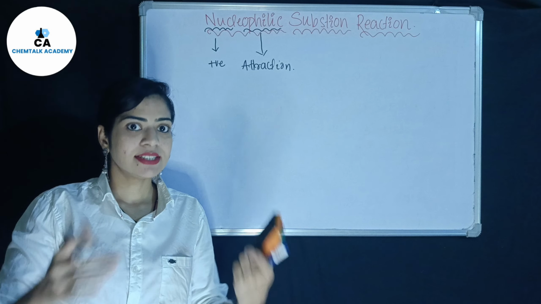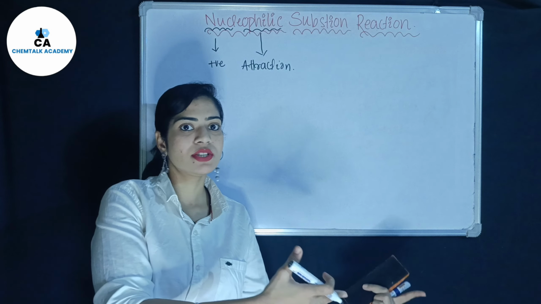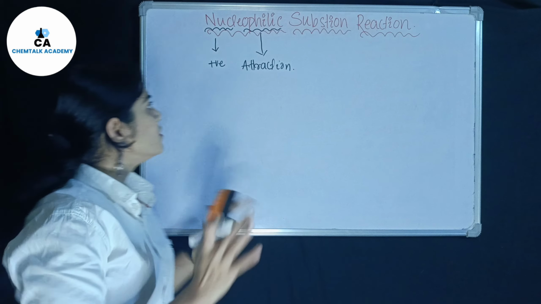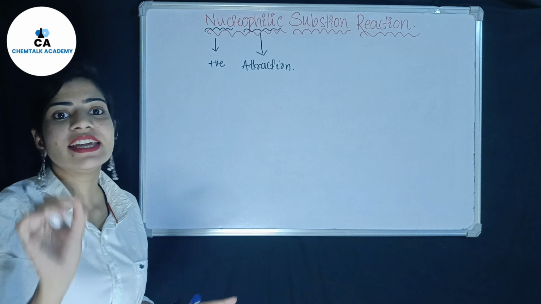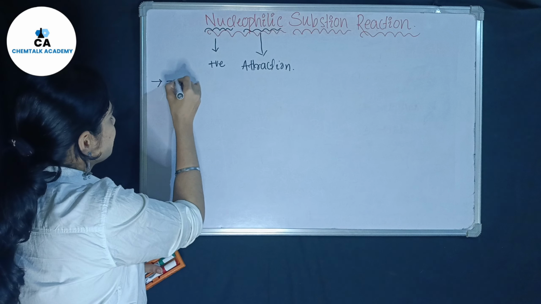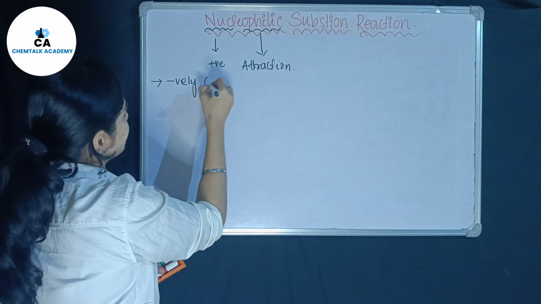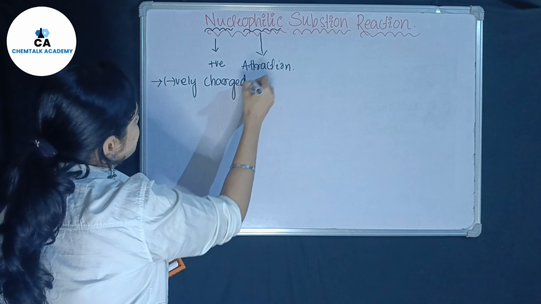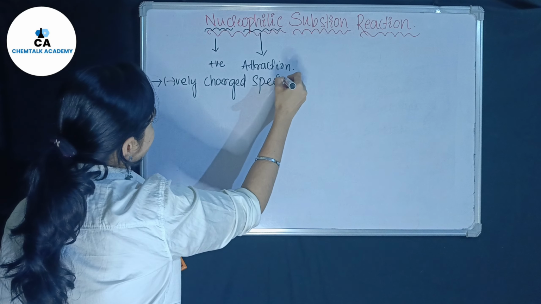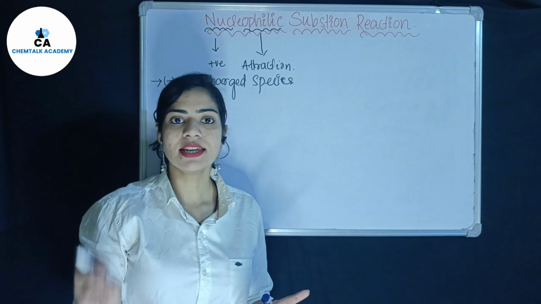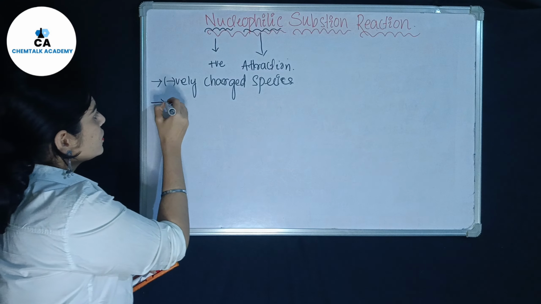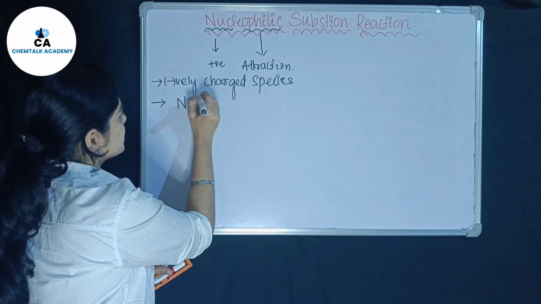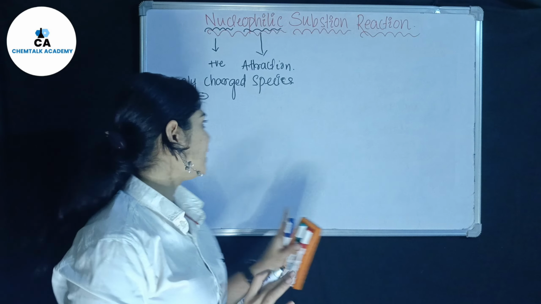Now let's consider that I am a nucleophile, attracted to positively charged species. That means I will obviously be a negatively charged species. Similarly, a nucleophile is a negatively charged species. How is it denoted? It is denoted as Nu with a negative sign.